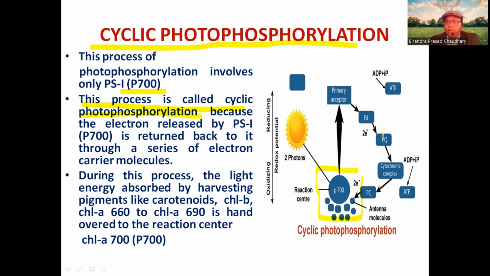And when this happens, in between, ADP plus inorganic phosphate combine and ATP is generated. So it is called phosphorylation, and as a whole it is called cyclic photophosphorylation. So if it is asked why this process is known as cyclic photophosphorylation, the main answer is that the electrons released by photosystem first return back to it through a series of electron carrier molecules, and in between the ATP molecule is also generated.